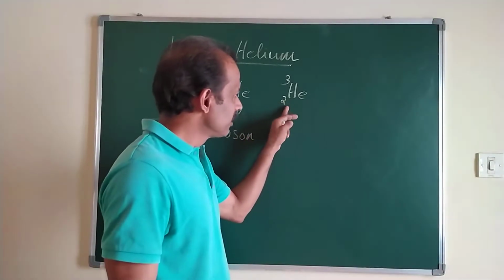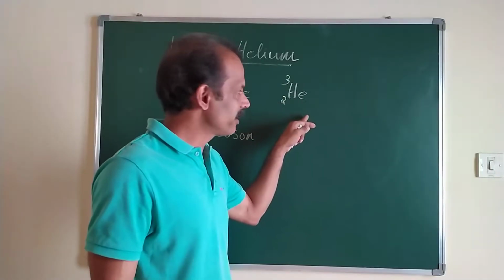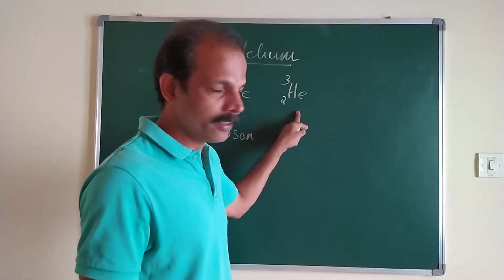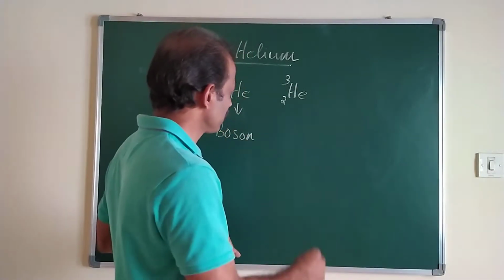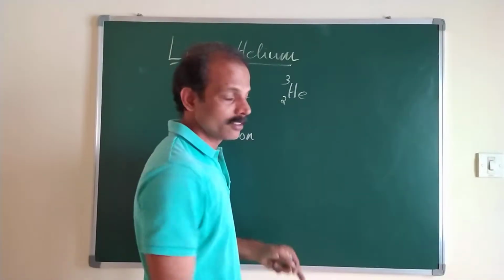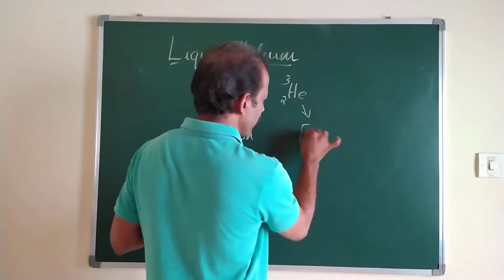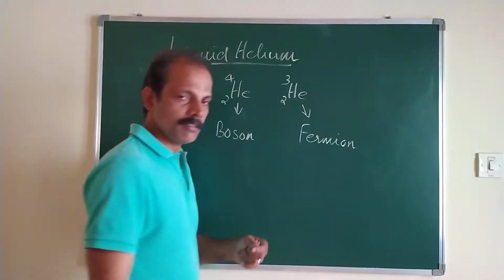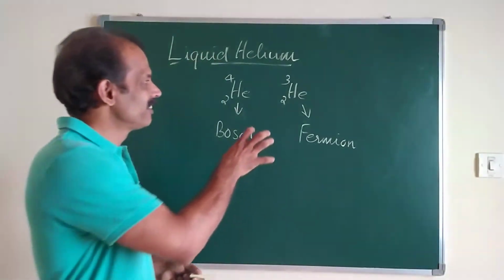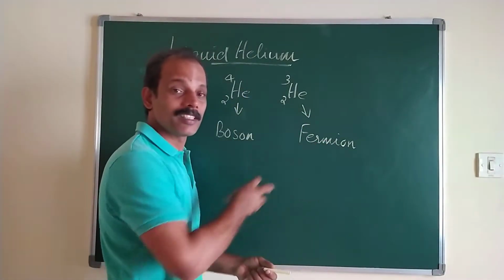But here, helium 3 has half integral spin, with 2 protons, 2 electrons and 1 neutron. So half integral spin, it belongs to fermions. Right. So in nature, helium exists as a mixture of bosons and fermions.